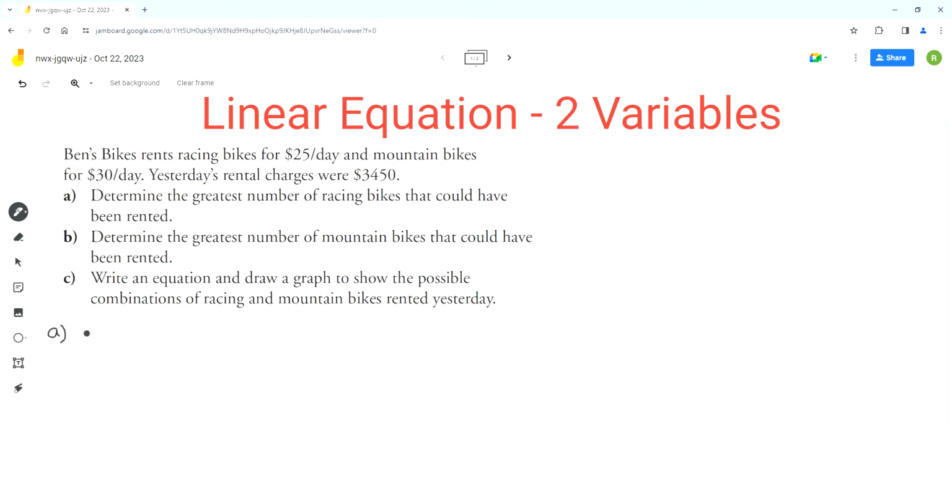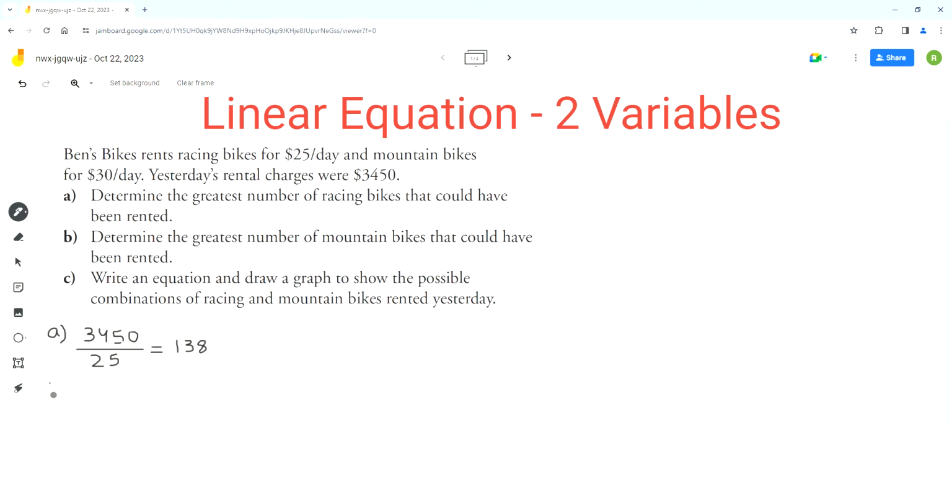So we can calculate the maximum or the greatest number of racing bikes by dividing the total amount of money earned by the money earned from renting one racing bike, which is $25. So there is a very important concept you need to understand and memorize. And I got 138. So that means 138 racing bikes were rented, and that's the greatest number of racing bikes that could have been rented yesterday.